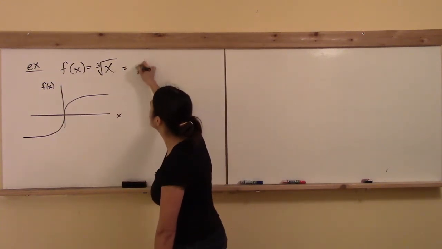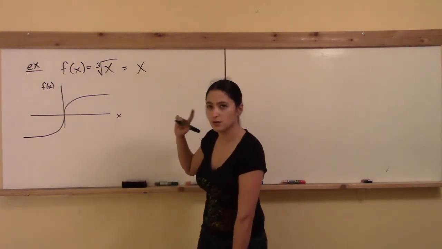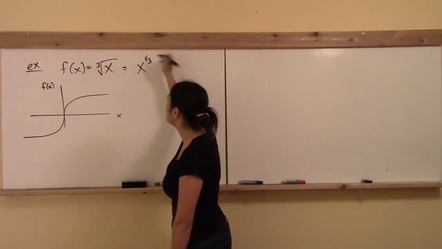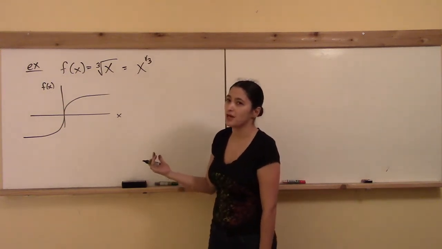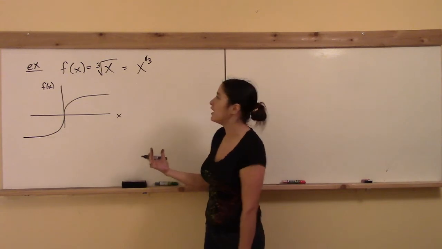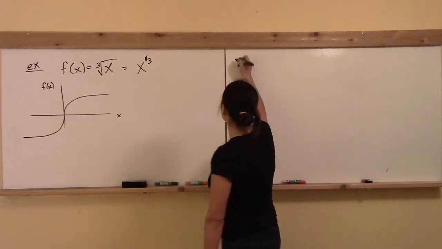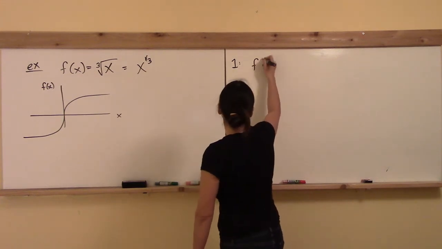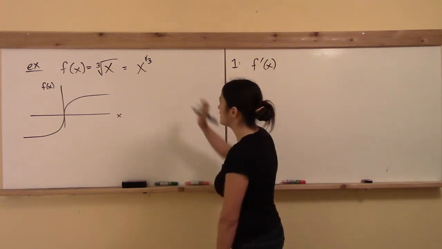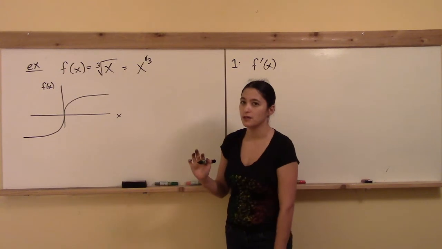What is this? X to the what? X to the 1/3. This is a power function, but unless you rewrite it in terms of its fractional power, you're not going to have a good time trying to take its derivative. Okay, but anyway, I see it right there, so now let me just go over to step 1. What is f prime of x if f of x is equal to x to the 1/3?